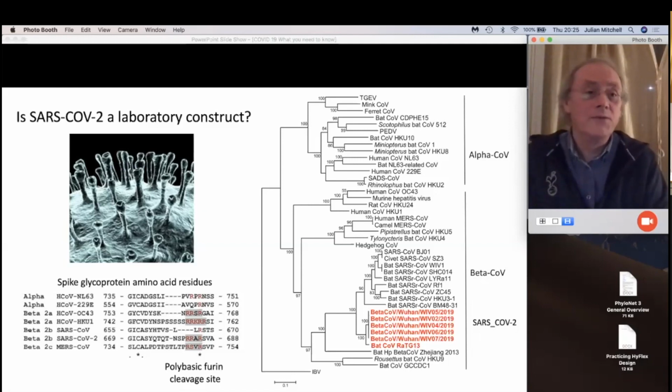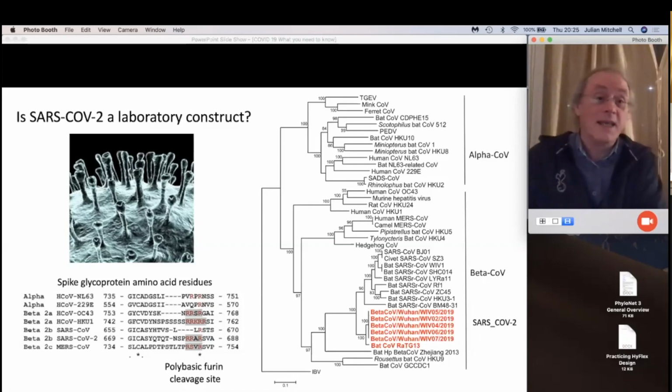Now, why have people thought that it's a lab construct? Well, there's two sorts of reasons that I'll go into. The first one was put forward by a French Nobel laureate that I shan't name because I think he must be hiding himself in shame at the moment. And he claimed that he detected a sequence in the SARS-CoV-2 genome that could only have come from laboratory manipulation.